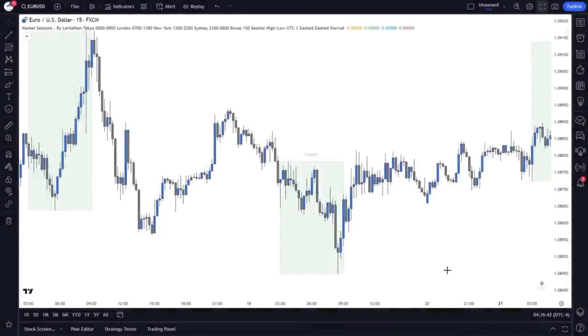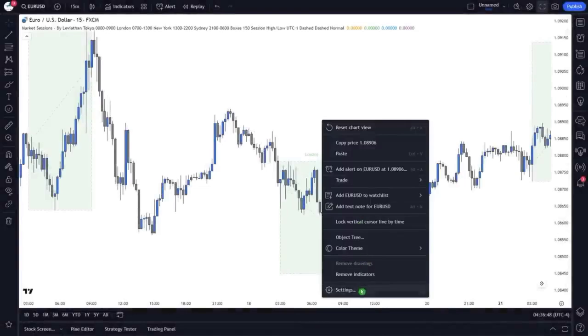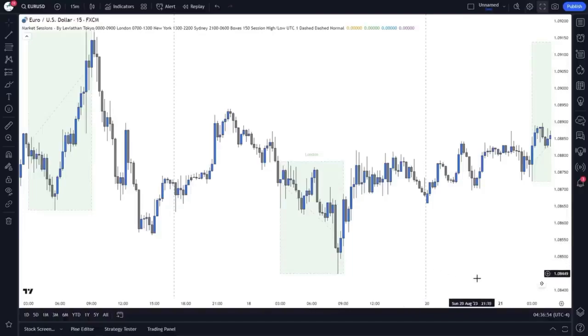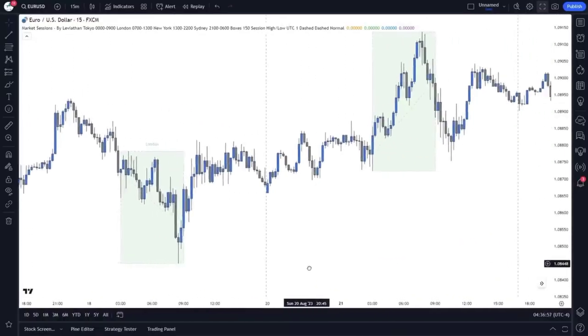We also need to enable our period separator on the TradingView platform. So right-click on the chart and click on Settings. From the Events tab, select Session Breaks. Then the vertical lines dividing each day will pop up on the chart.